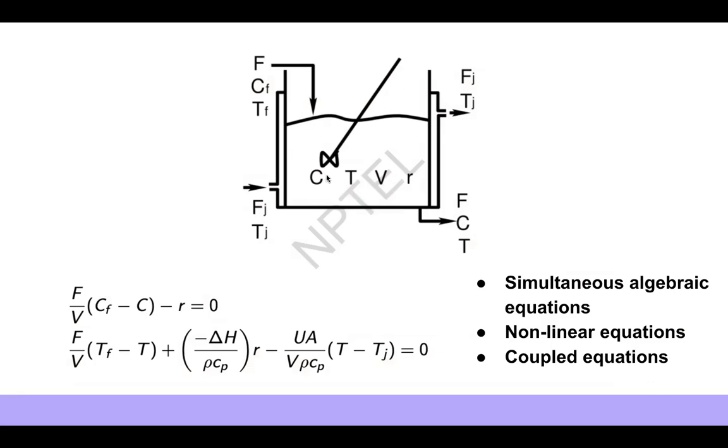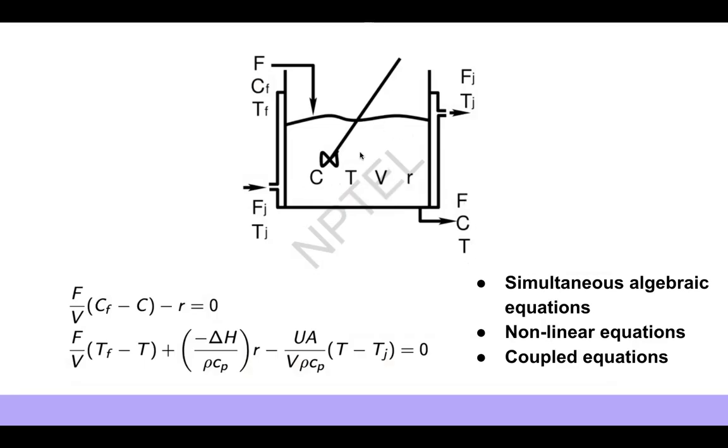In a CSTR, since there is continuous mixing, the concentration will be the same throughout the reactor. Whatever outlet concentration you have will be the same as the concentration inside the CSTR. So inside the CSTR you have the concentration C, the temperature T, the volume V, and the rate of the reaction, referred to by small letter r. That is exactly the same as the outlet condition, so you get F, C, and capital T.